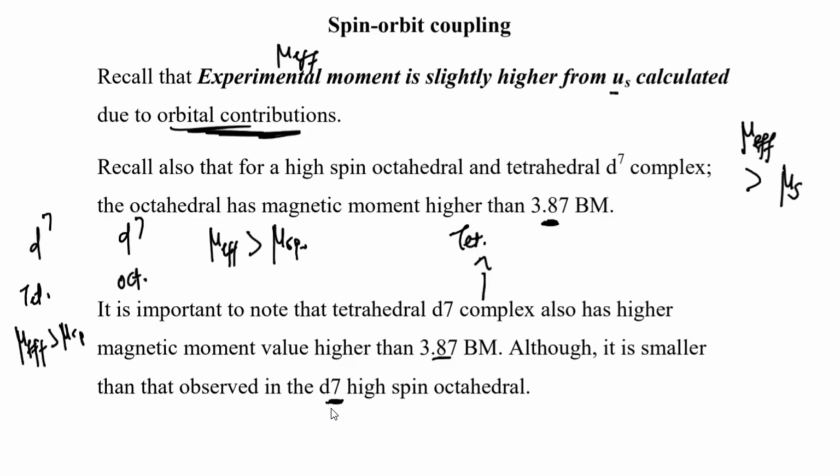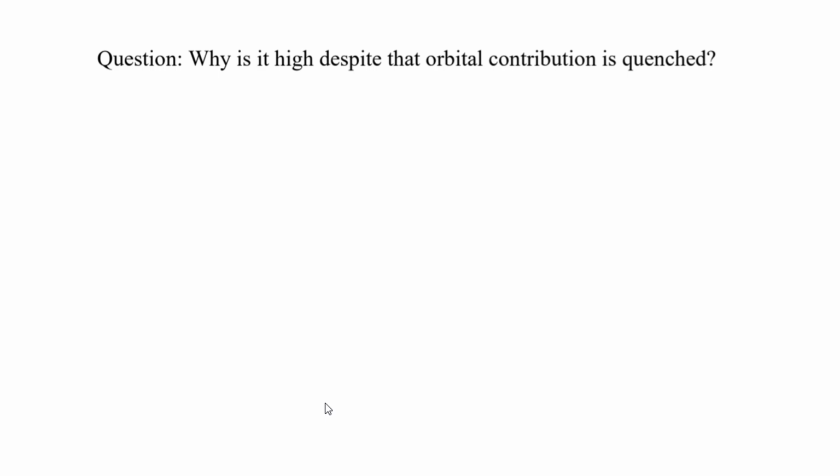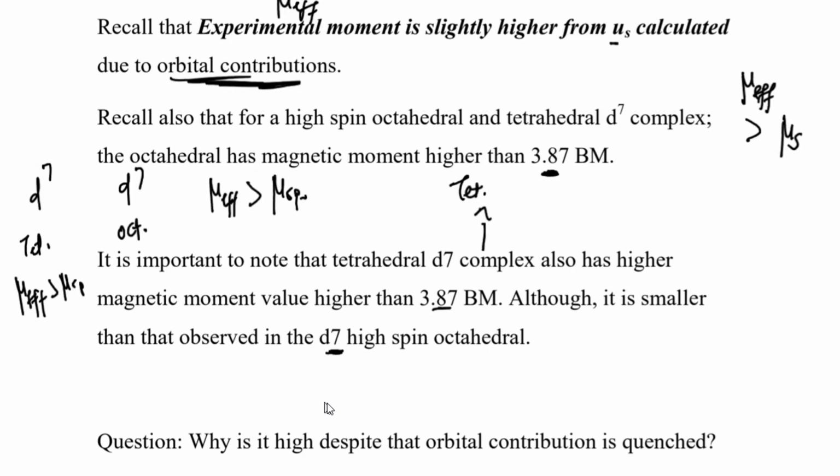So now, what is actually responsible for this? So let's look at this question here. So looking at this, why is it high despite the fact that orbital contribution is quenched? So this leads us to the concept of spin orbit coupling.